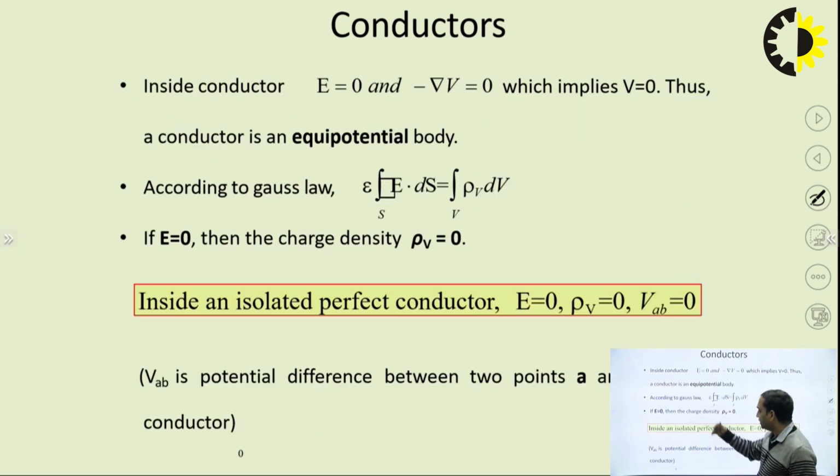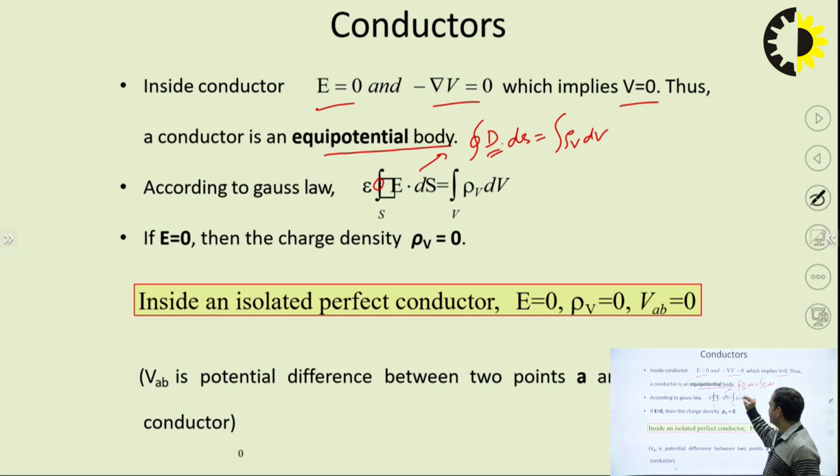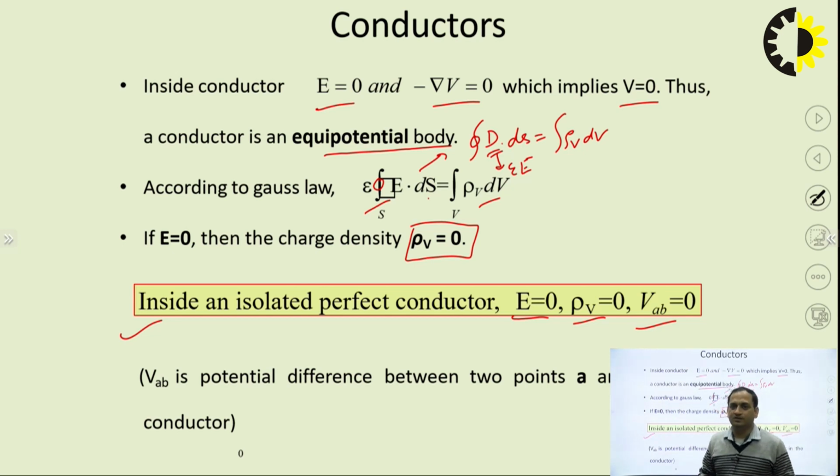Going further, inside the conductor, as we have discussed, the electric field is 0, rho v is 0, and this is an equipotential body. So we call the conductor an equipotential body. When we have the formula of E dot ds, it is very similar to D dot ds equal to rho v into dv. In place of D we can put epsilon E, so this becomes epsilon E dot ds equal to rho v into dv, and we have rho v equal to 0. If the electric field is 0, rho v will be 0. So inside an isolated perfect conductor, the electric field, rho v and VAB are 0. VAB is the potential difference between the 2 points A and B in the conductor. On an equipotential surface the potential is the same within the conductor, so the potential difference is 0.